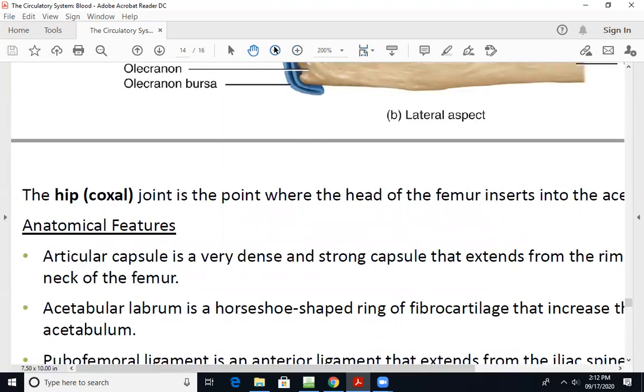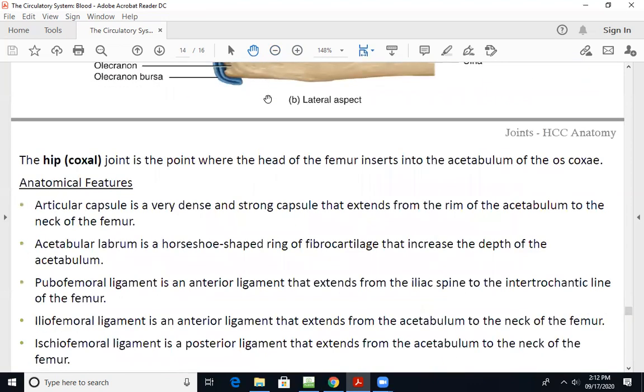Okay, moving down to the lower body, we're going to talk about the hip, and then we'll get into the knee and then the ankle. Your hip, also known as the coxal joint, is the point where the head of the femur inserts into the acetabulum of the os coxae.